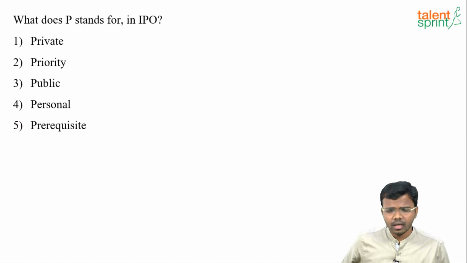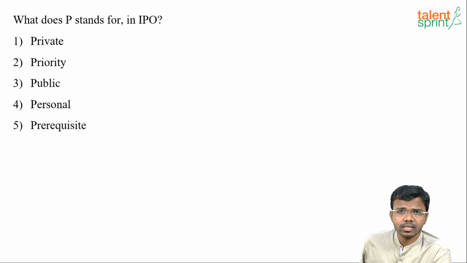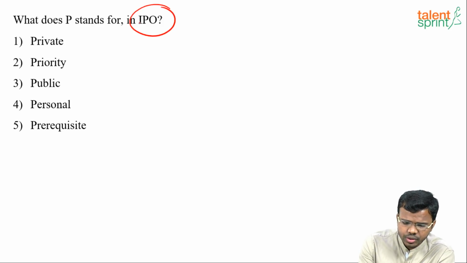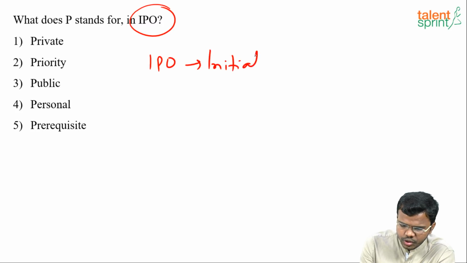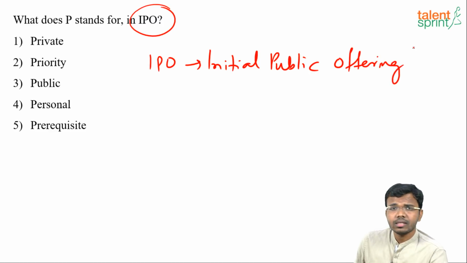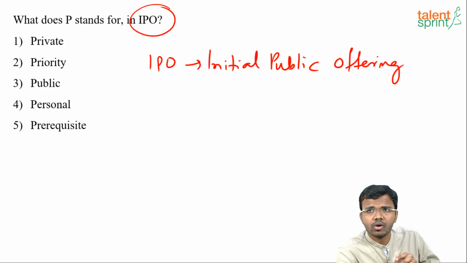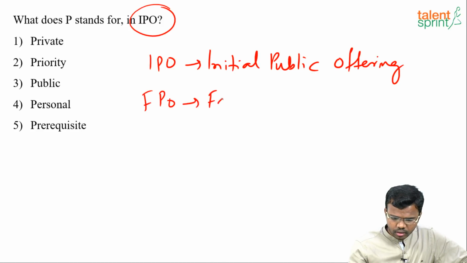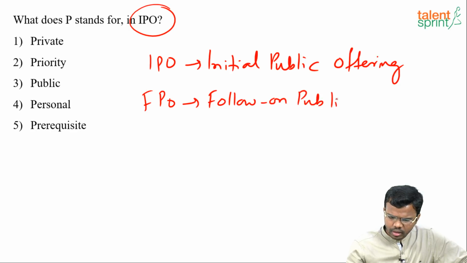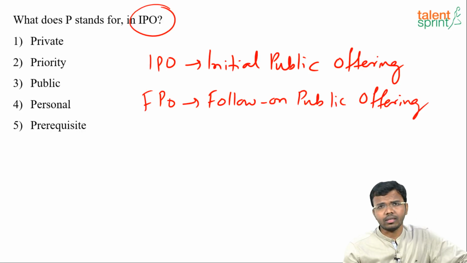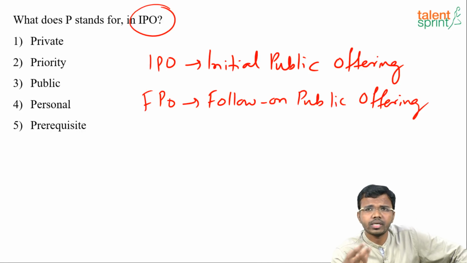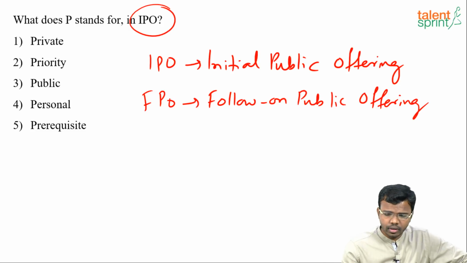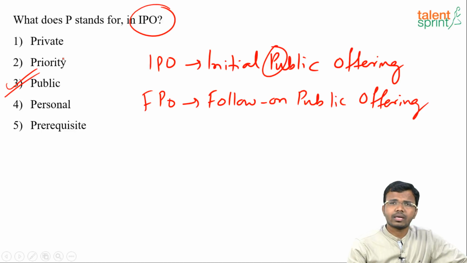What does P stand for in IPO? We are discussing the questions asked in the All India mock examination conducted recently on the TalentSprint platform. I think it is a very easy question. IPO stands for initial public offer or public offering. Whenever an unlisted company goes for listing of its shares on the stock market, it is called an IPO. After the IPO, it may go for a follow-on public offering, because it has already entered the stock market and now wants to list some more shares. It will go for an FPO, follow-on public offering. So P stands for public. Public is the right answer.